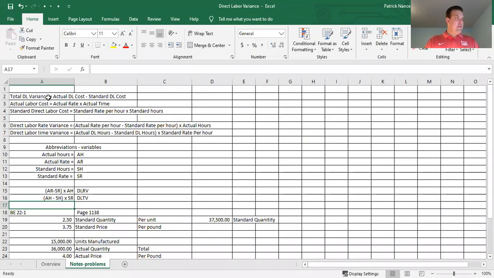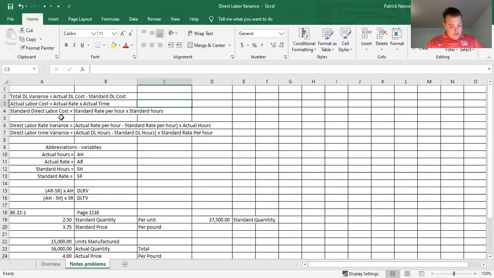The total direct labor variance we find by taking our actual minus our standard direct labor cost. So what our total actual cost would be is found by taking our actual rate, so this would be rate per hour. Say it's $10 per hour as an example, times the actual time, so the actual number of hours worked. If I anticipated 100 hours worked, then I take the $10 an hour times the 100 hours worked.